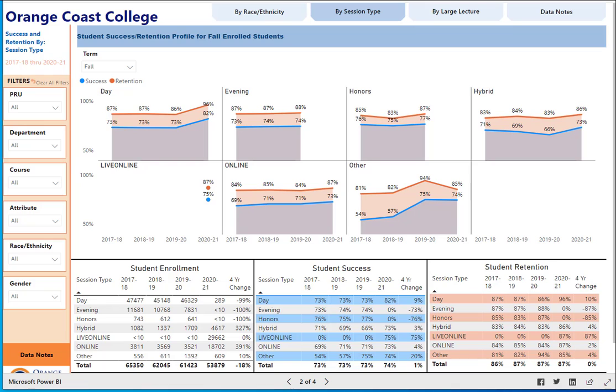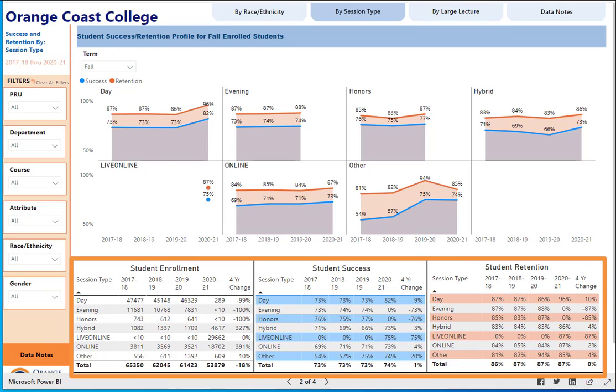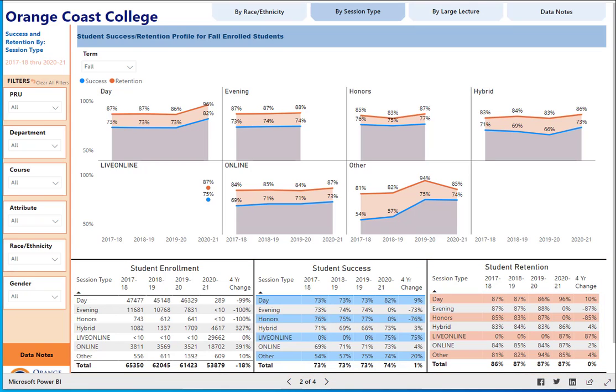You can see that, again, with the retention and the success rates, we did have an improvement for on-campus classes during the 2021 school year. Evening remained fairly flat. With honors courses, the success rate remained the same while the retention slightly increased. You can see the same for hybrid, online, and other. Since we began live online in 2021, we only have one data point. Again, the data is displayed on the bottom in data tables. This is the view for the college at large.